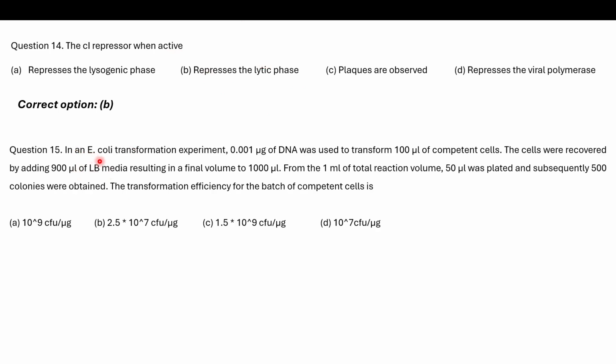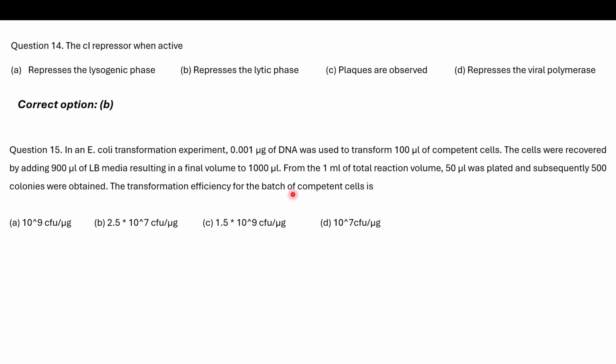Now this is something related to the transformation efficiency. We looked at it in detail. During a transformation, this much amount of DNA, in micrograms, was used to transform this much volume of competent cells, right? And the cells were recovered by adding 900 microliters of LB media, and the final volume is 1000 microliters, which is 1 ml of total reaction volume. Only 50 microliters was plated, and eventually 500 colonies were obtained.